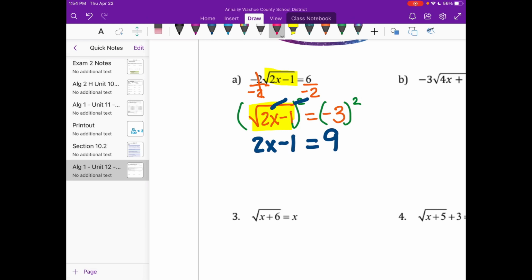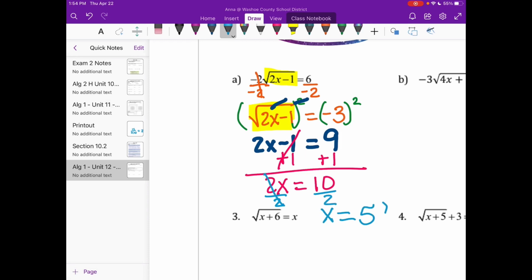And then now I'm good to go. I can just add 1 on each side. So 2x equals 10. Go ahead and divide by 2. Divide by 2. And x equals 5. And if you want to check your answer, you can plug it back in. But I'm not going to on this one, just to save some time on our video.